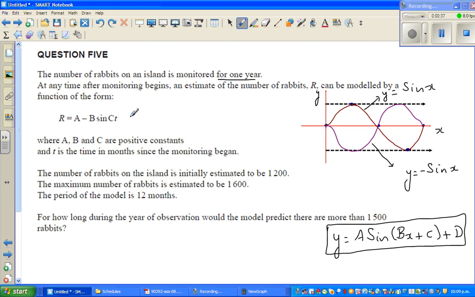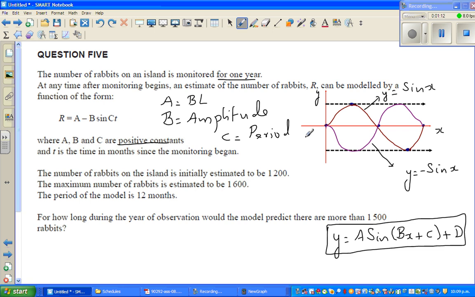Now A, you should know, is the baseline. I'll write the short form, baseline. B tells me the amplitude, and C tells me the period. So these are the three things you should be knowing. A, B, C are the three important constants. It says A, B, C are positive constants. T is the time in months since the monitoring begins.